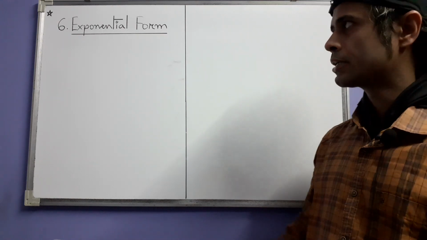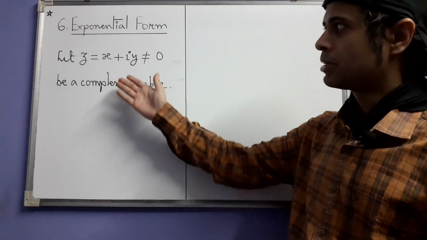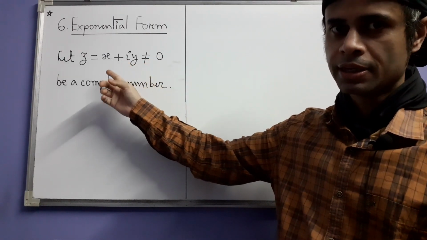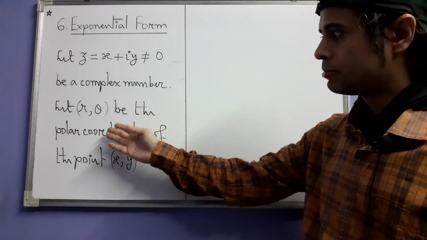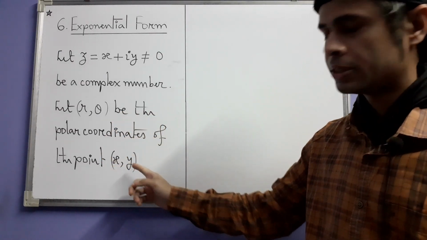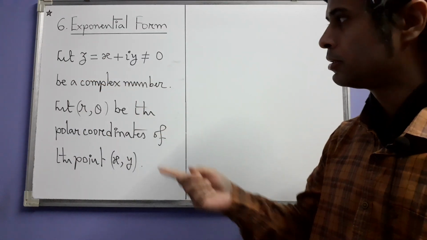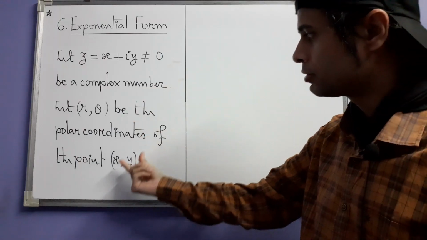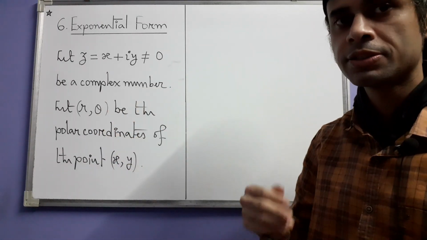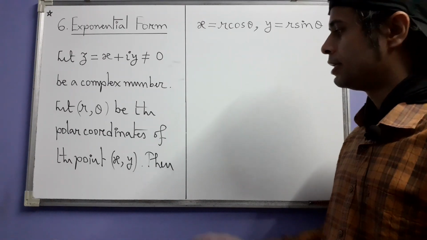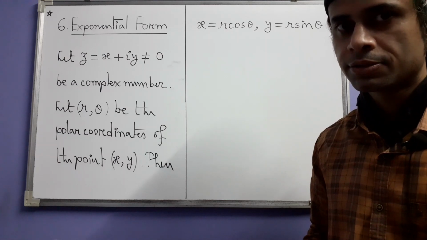Today's topic is the exponential form of a complex number. Let's start by taking a non-zero complex number z, which is say x plus iy. Let r, theta be the polar coordinates of the point x, y, which corresponds to this complex number in the complex plane. Note that since this is non-zero, this point is not the origin, and that is why its polar coordinates exist.